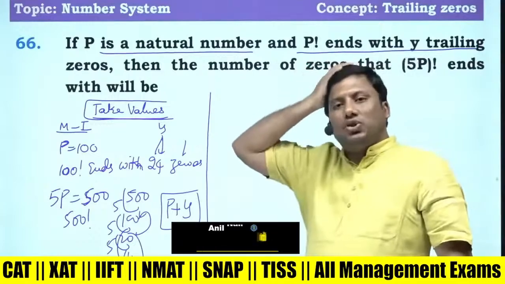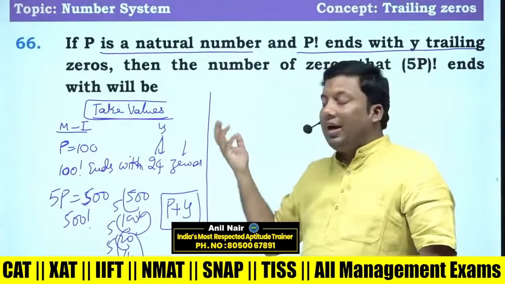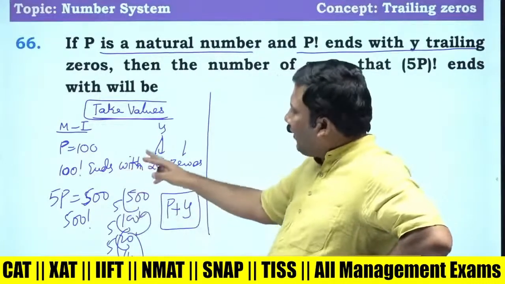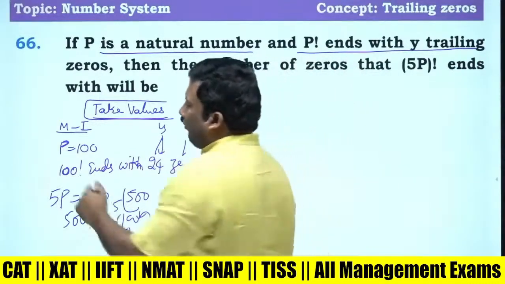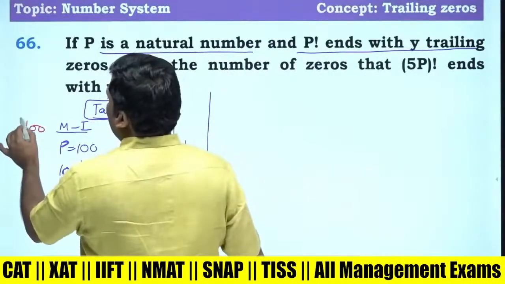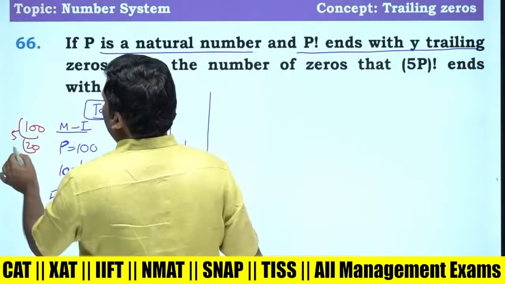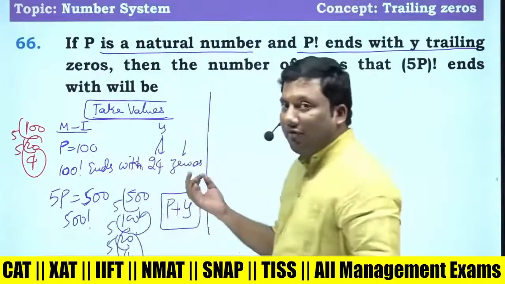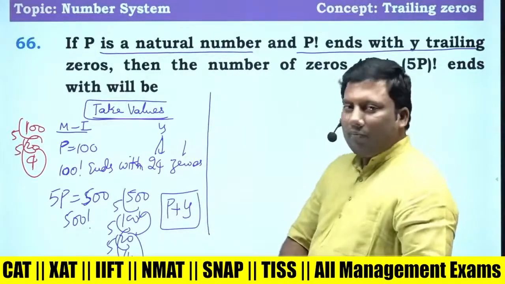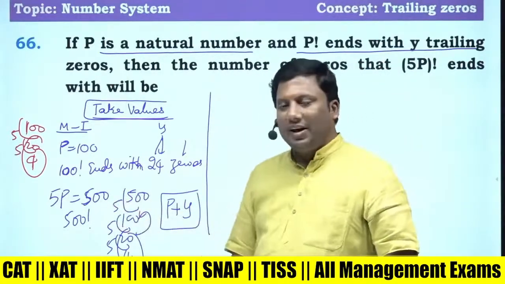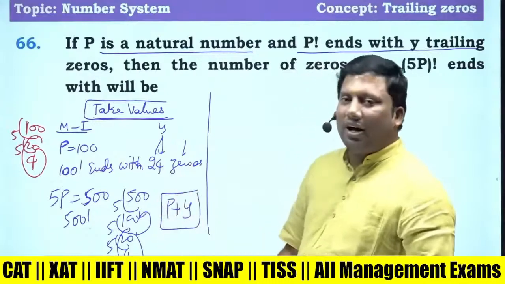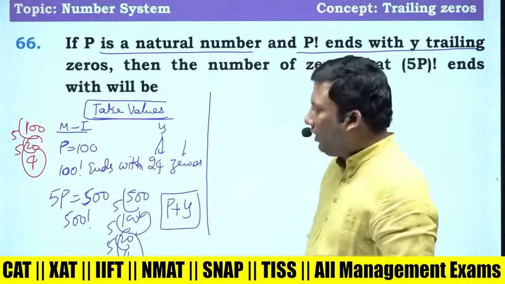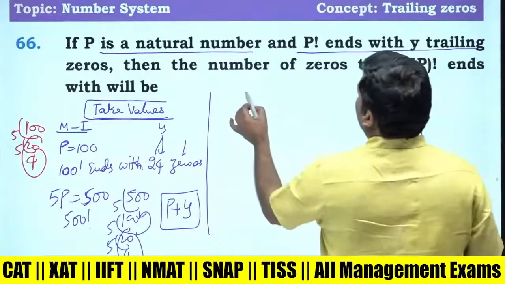Because P is a natural number, you can substitute any value. I substituted P equal to 100. 100 factorial ends with 24 zeros. How did we get 24? 20 plus 4 is 24. 24 zeros it will have. 5P will become 500. 500 factorial will have 100 plus 20 plus 4. 100 is P, 24 is Y.